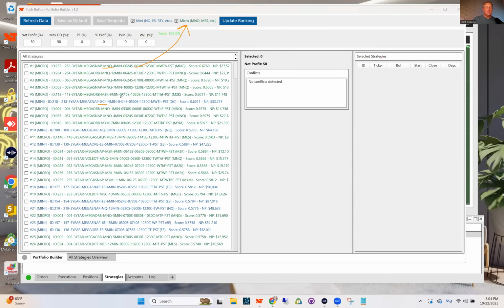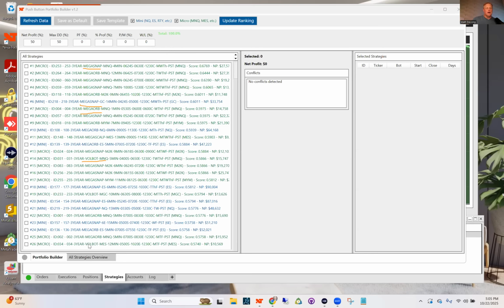And then you'll see something like GC, which is gold, and that is an E-mini futures contract, right? So we have the micro futures contract and the mini or e-mini futures contracts, and they're all different assets, right? So if you were to look at this list, you're like, okay, what the heck am I supposed to do with this list, Matt? Well, you'll notice that there's a strategy here: mega snapback, mega ORB, volume bot, right?